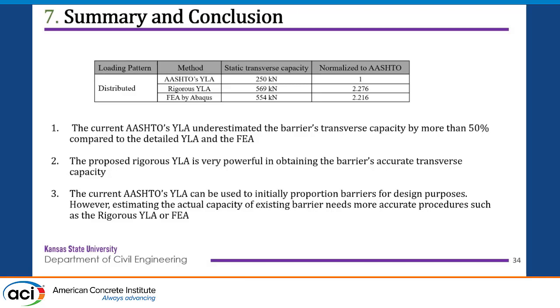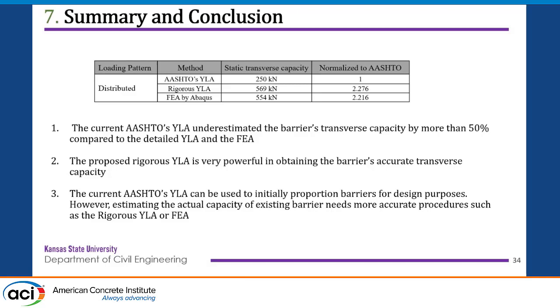So our suggested and proposed detailed yield line analysis is very powerful in obtaining the accurate capacity, and it's also not very complicated to apply. If one understands the process, it's easy to apply and implement. And it's important to highlight that if we are to use AASHTO's yield line procedure for initially proportioning the barrier, which is then going to undergo experimental testing and further layers of design and optimization, that's fine.